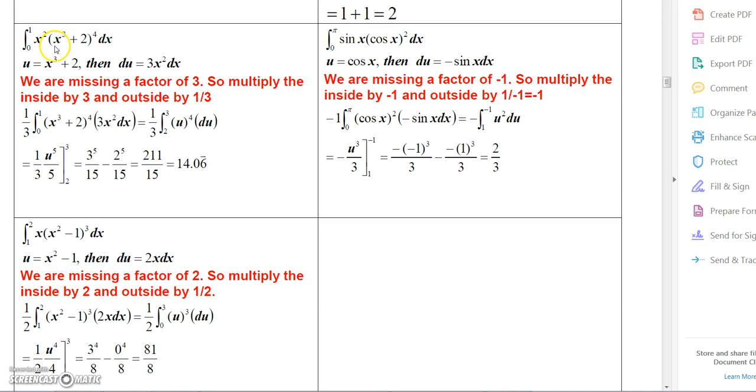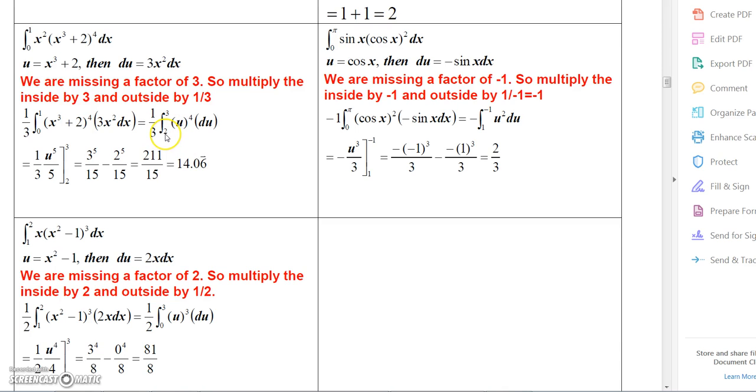On this one, we're going to let u be x cubed plus 2, and then du would be 3x squared dx. Now we did this one earlier as an indefinite integral, so you should know that what I'm going to do is multiply the inside by this 3 here, and then the outside by 1/3. Then that way I have u to the 4th du here with a 1/3 on the outside. So I have 1/3 times the integral of u to the 4th du.